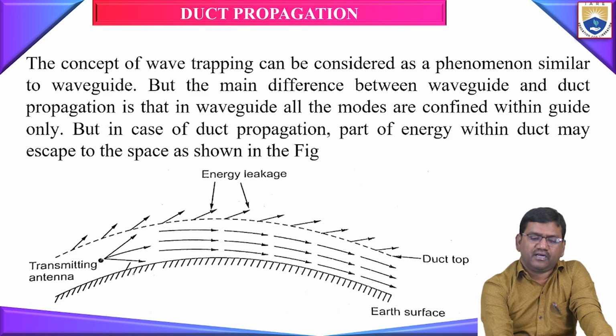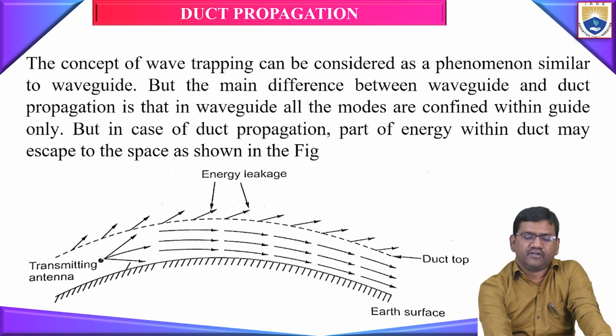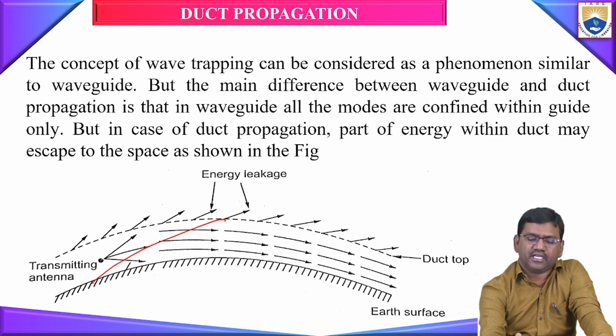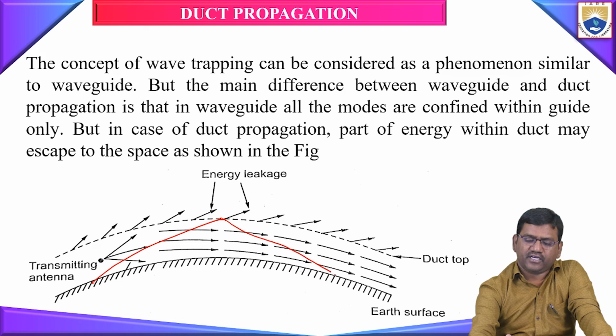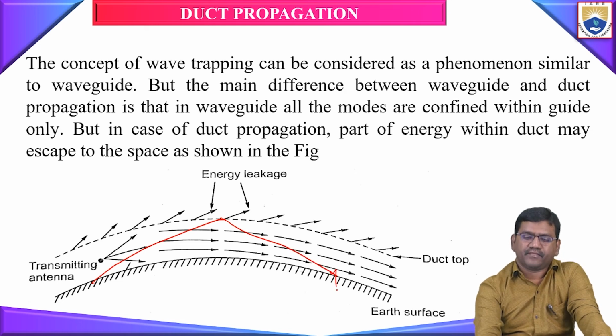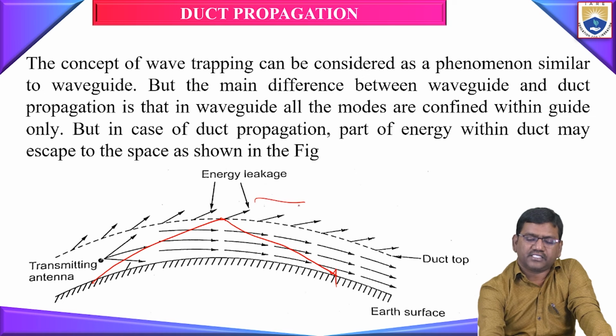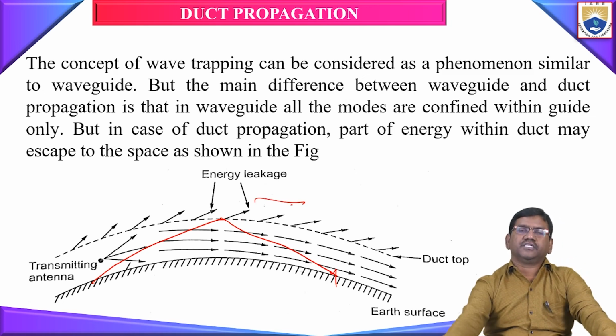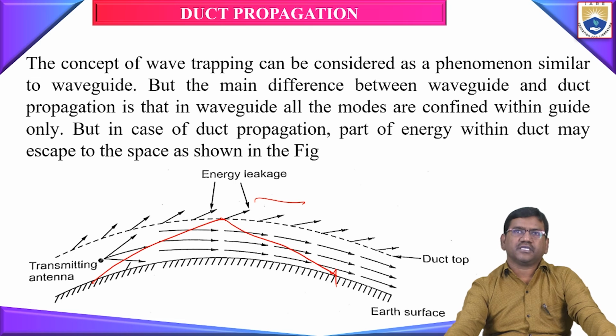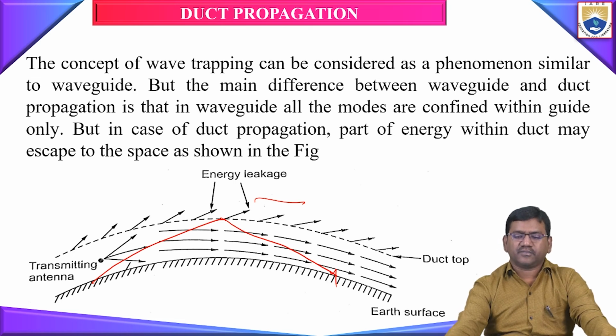So here we can observe that when we transmit the signal from the transmitting antenna, some of the energy will be reflected towards the receiver. As the wave travels, the waves will be reflected towards the receiving antenna. But there is a chance that some energy will leak from the duct towards the next layer. That means some amount of energy is going to escape into free space. So in duct propagation, some portion of energy tries to escape into free space, as shown in the figure.